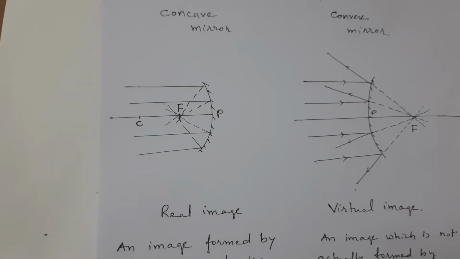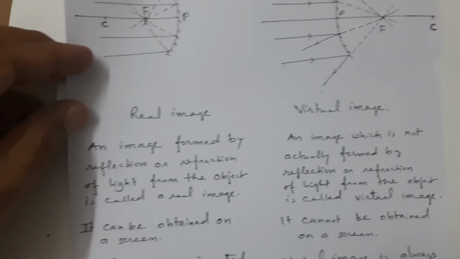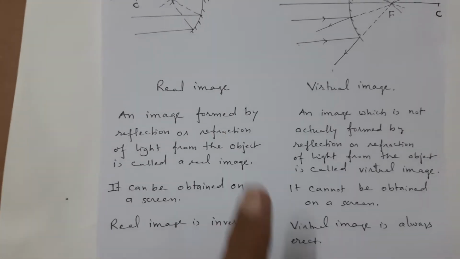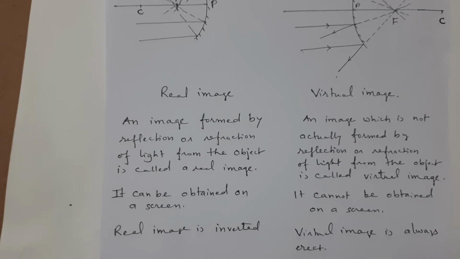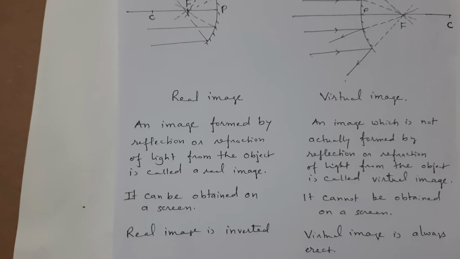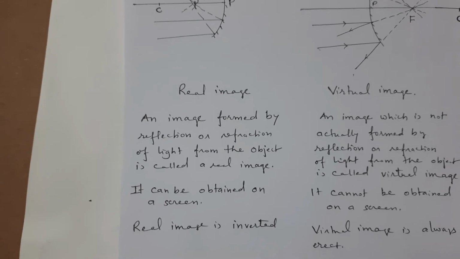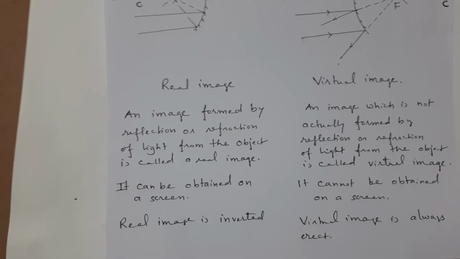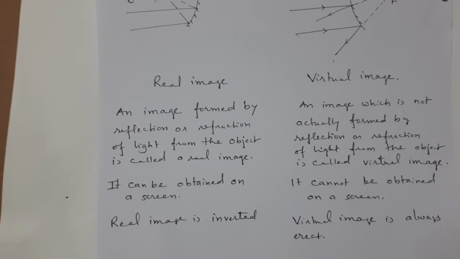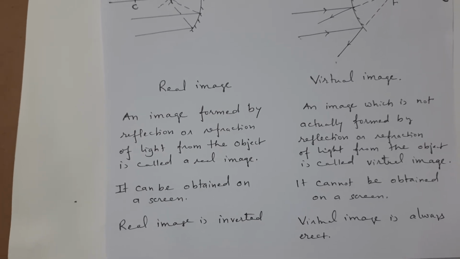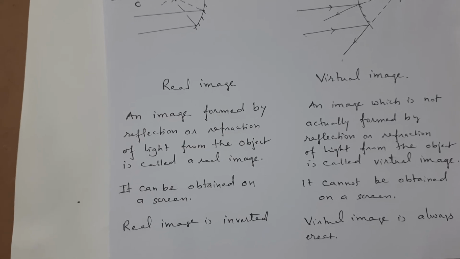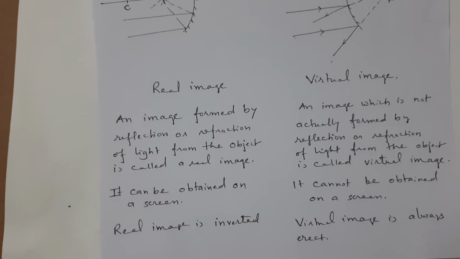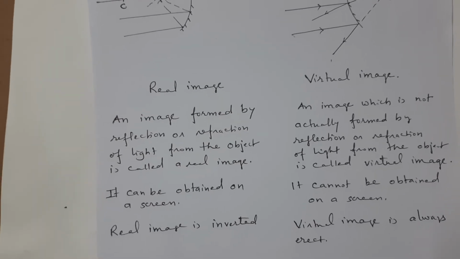Now then I have given the differences between real image and virtual image. This I will also be sending you. Do write down, and draw even the diagrams which are mentioned. The real image, an image formed by reflection or refraction of light from the object, is called a real image. An image which is not actually formed by reflection or refraction of light from the object is called a virtual image. A real image can be obtained on the screen, a virtual image cannot be obtained on the screen. A real image is inverted, whereas a virtual image is always erect.